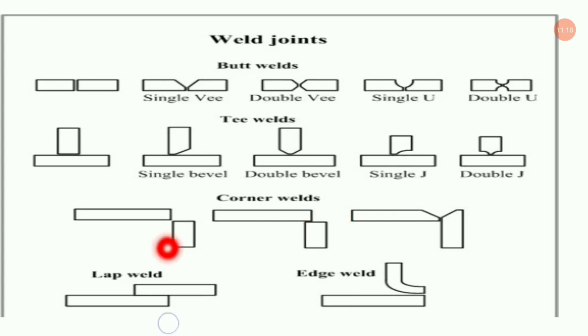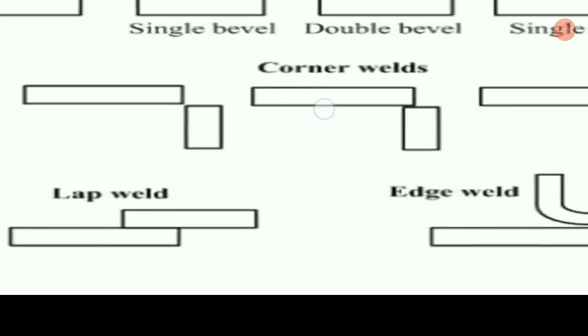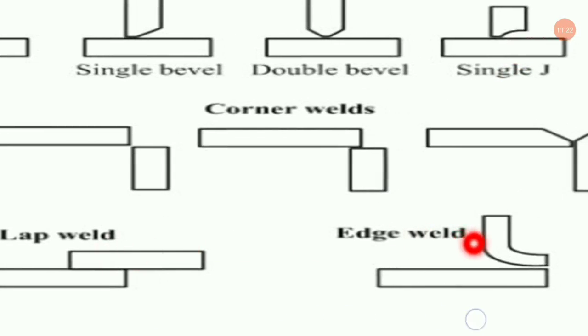Next is your lap weld. Here you can find the lap weld, and this is the edge weld.